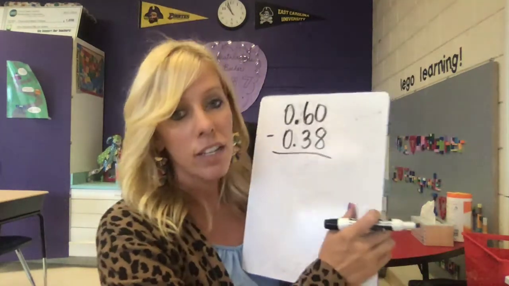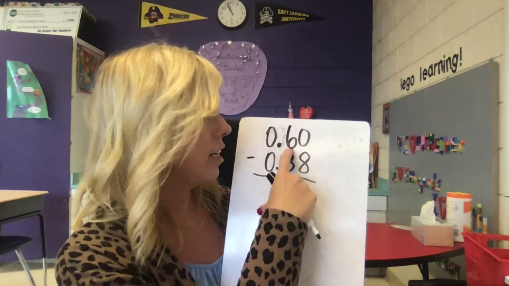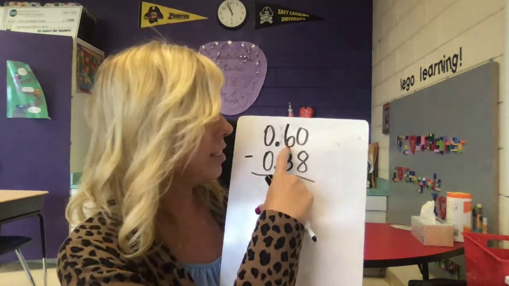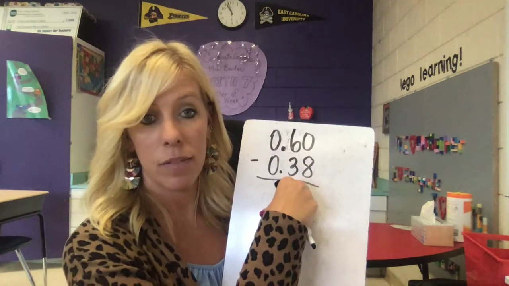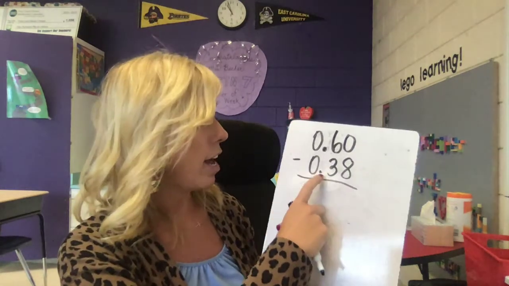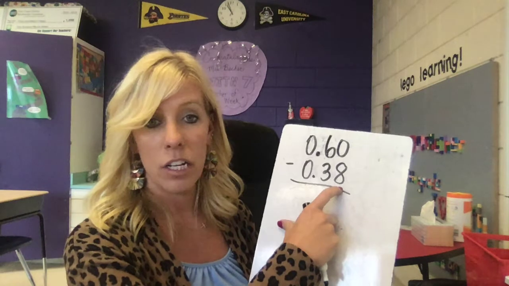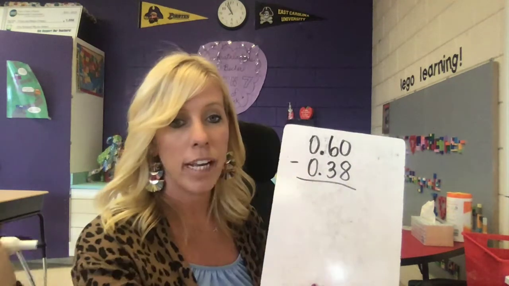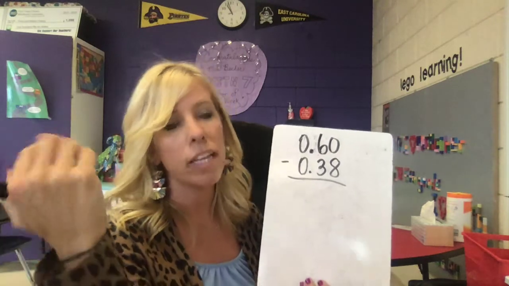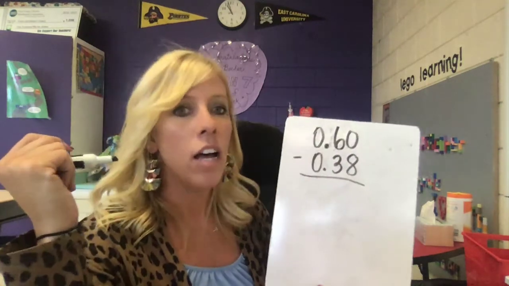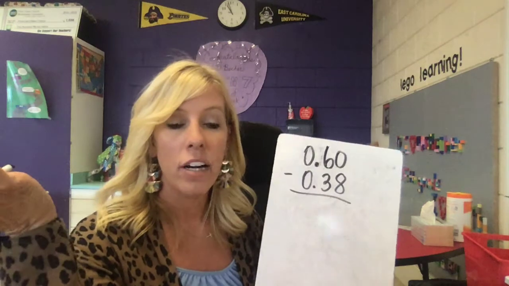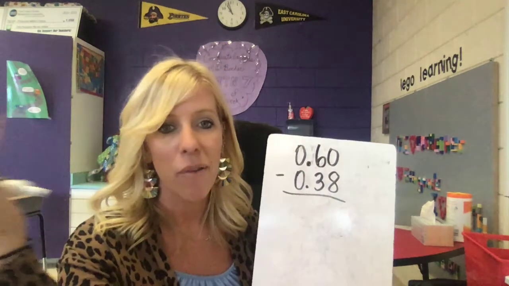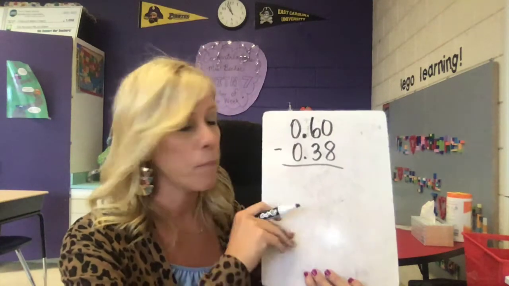All right, so this, you could say 6/10 or 60 hundredths. Subtract 38 hundredths. There's no need to say 0 and 38 hundredths because that kind of doesn't make sense. If we were asking our parents for 38 cents, we wouldn't say, can I have $0.38? We just need to represent what's really there.